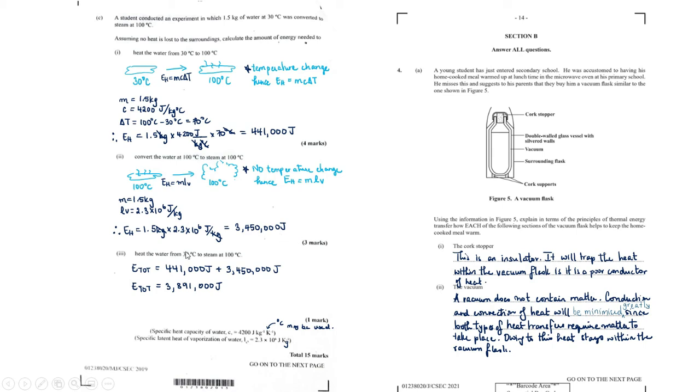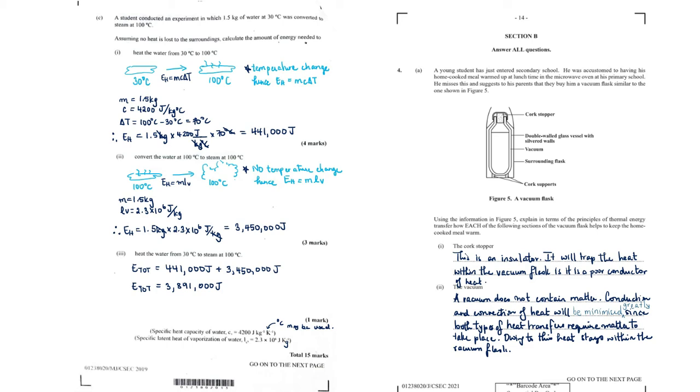3,450,000 joules. All right. So now that you've calculated the steps separately, they say heat the water from 30 degrees Celsius to steam, so they want the total amount of heat energy that's given off. That's where you add them together, and you get 3,891,000 joules. Okay, and that will be your answer for that one.